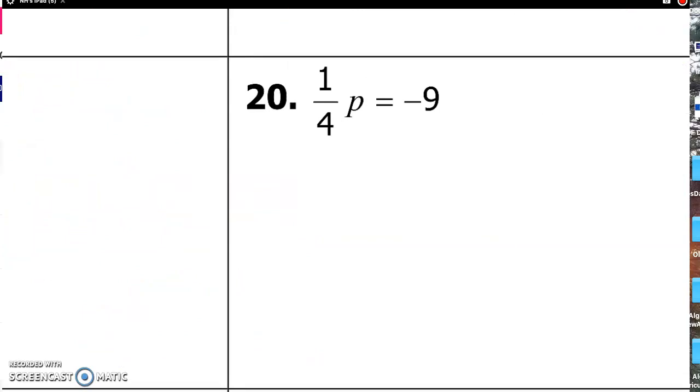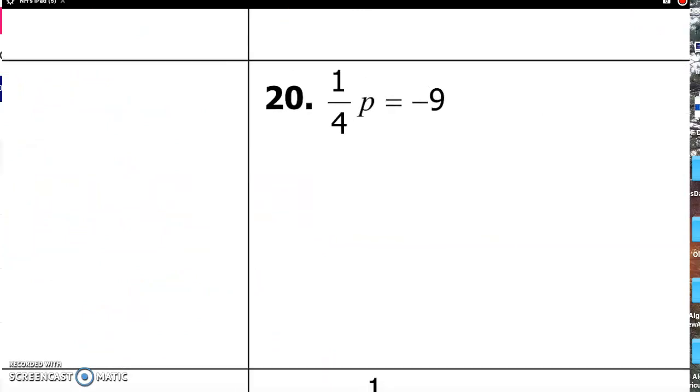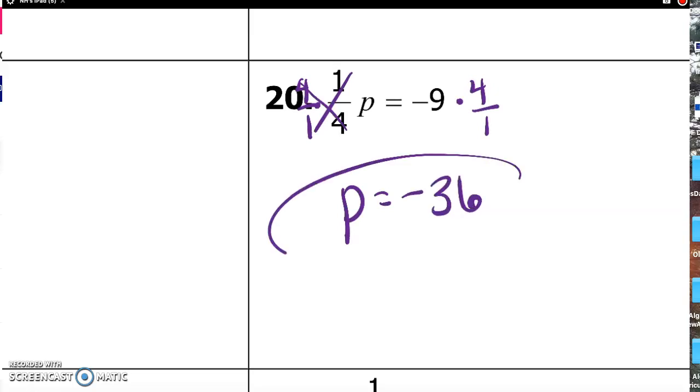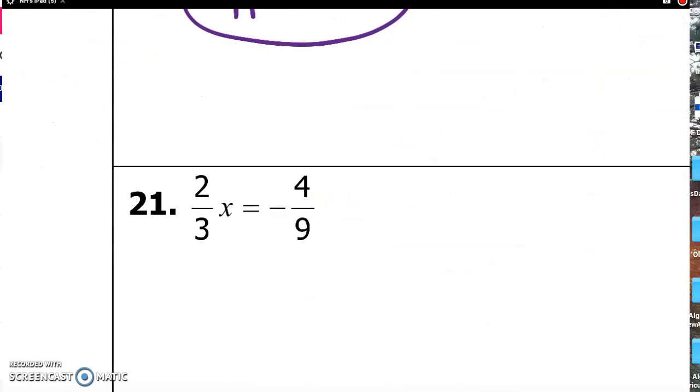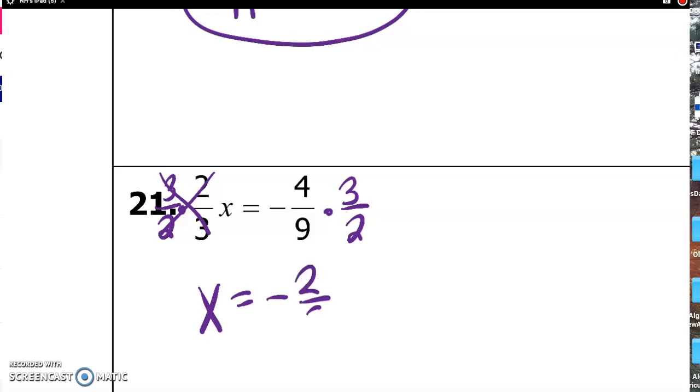Number 20, 1/4 times P. So to get rid of times 1/4, we multiply by 4/1, which is just 4. So we get negative 36. Again, to get rid of times 2/3, we're going to multiply by 3/2. Multiply by 3/2. Those cancel. That's how I'm left with X. Negative 4/9 times 3/2 gives me another fraction, negative 2/3.